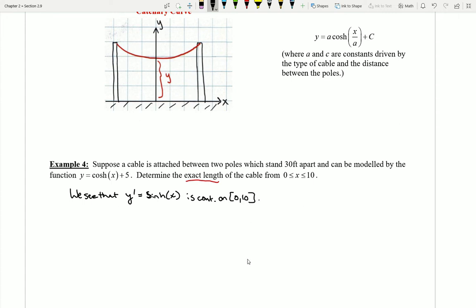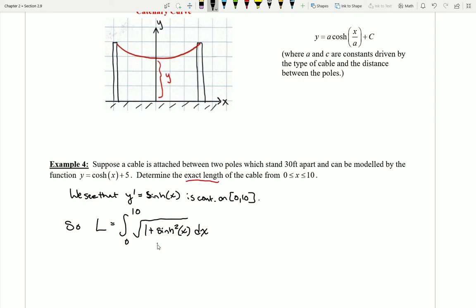And so it's not difficult at all to start to set up the arc length. I know that my arc length would be computed from 0 to 10. And remember, it was the square root of 1 plus my first derivative squared. Now, if this is an integral that I have, and I'm actually required to evaluate this integral, I might need some additional machinery to help me simplify this.